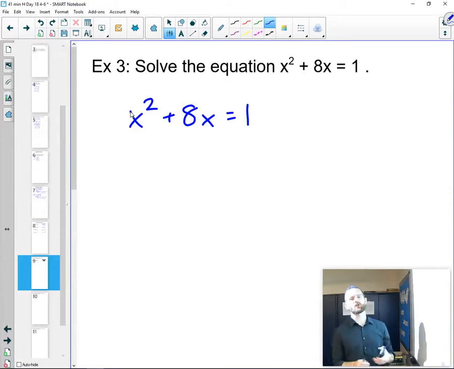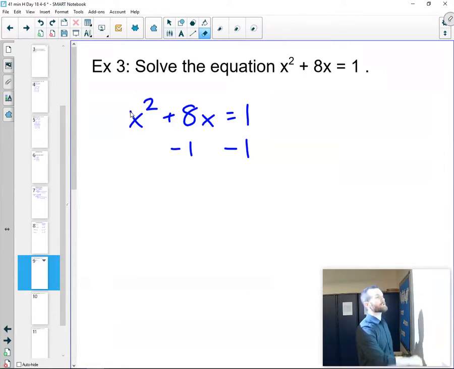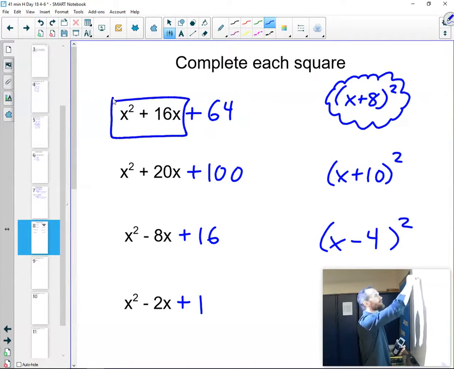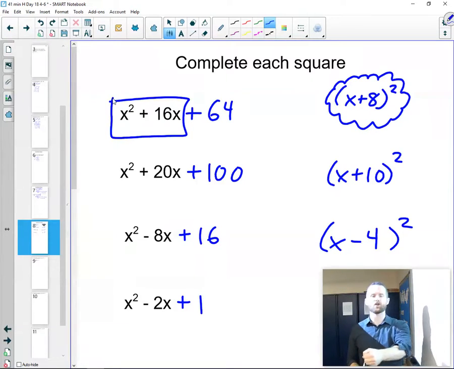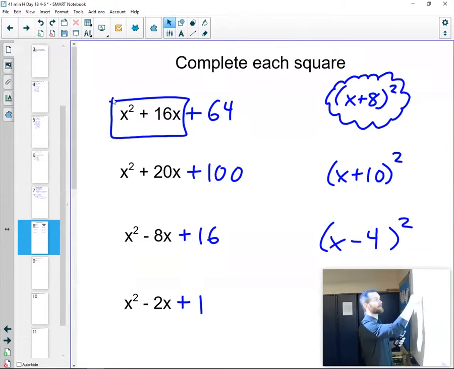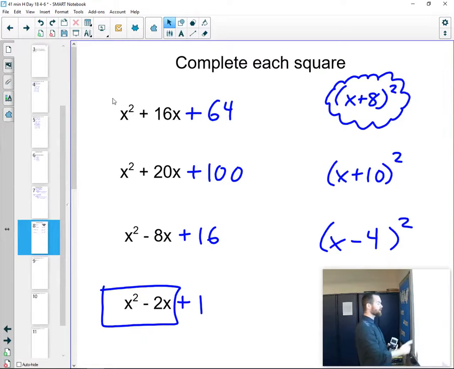The first step in completing the square is very different from factoring or the quadratic formula. If we were going to use factoring or the quadratic formula, we would want to subtract 1 on both sides. But in completing the square, we don't want to do that. When we're completing the square, we want to have on one side of the equation a binomial, an x squared plus an x term that we can complete the square for. So basically, we want to be looking at something like this, or this, or this, or this in our equation if we're completing the square.